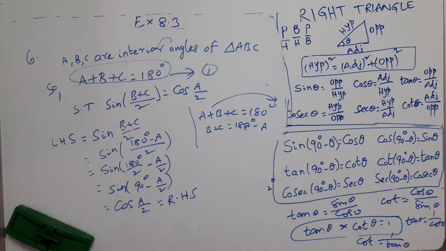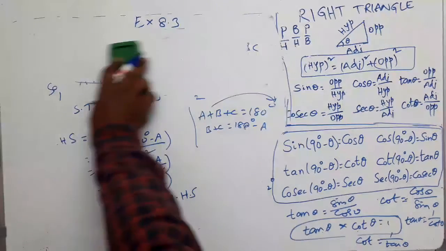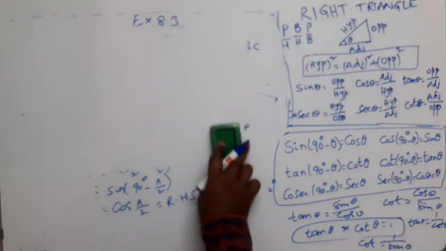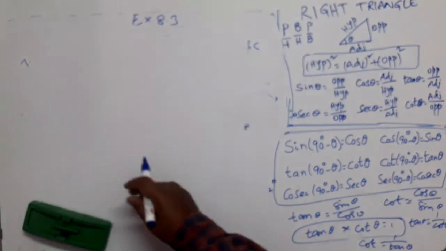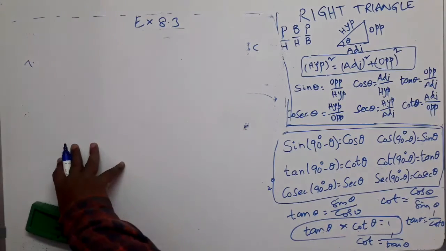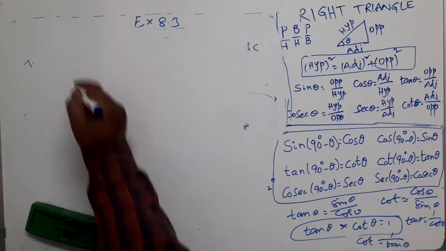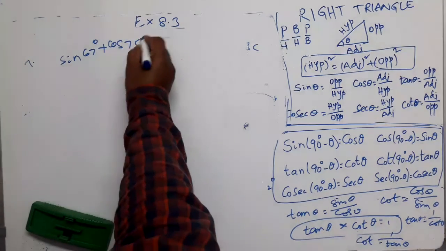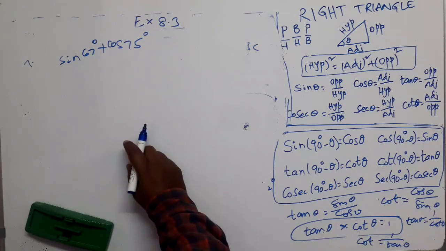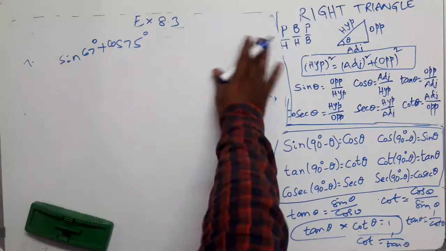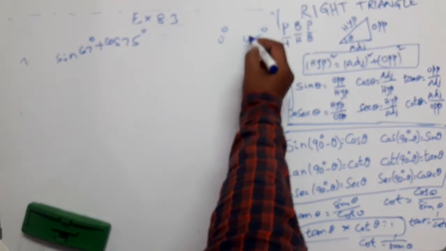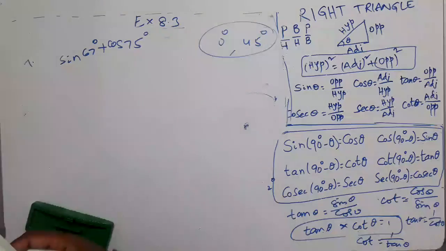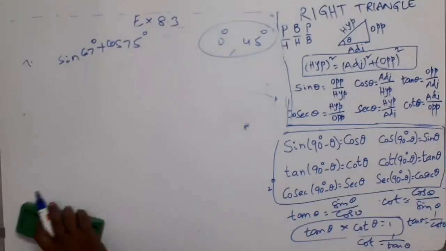Oh, last question of the exercise, question number 7. Let us see. If you want, you can pause the video and see. That's why, of course, I am clearing it off. Right. Next, question number 7. Express sine 67 degrees plus cos 75 degrees in terms of trigonometric ratios of angles between 0 degrees and 45 degrees. This is the question given.